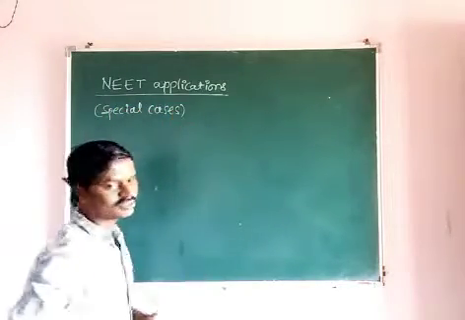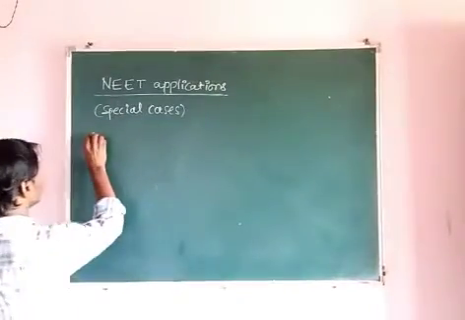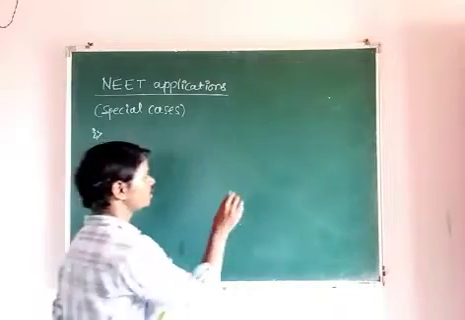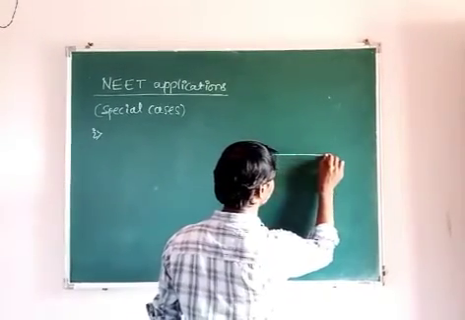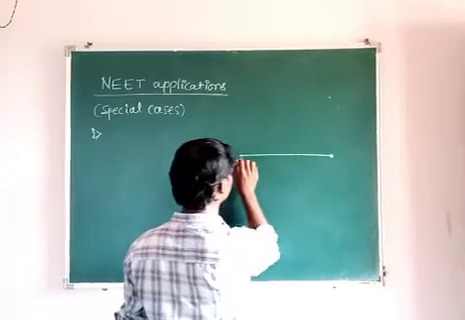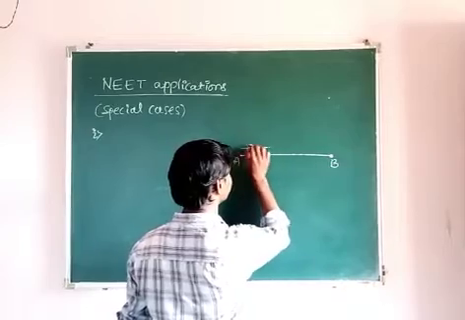Special cases related to how to find the average speed. So first case, case 1. Let us consider there is an object. That object is moved from A to B through a distance s.